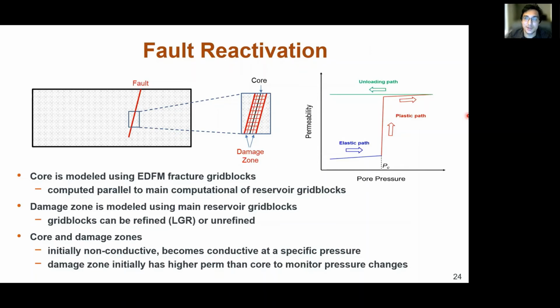Finally, we go for our next case where we use EDFM for fault reactivation. And the way we can do that is we use the EDFM tool to create some LGRs close to our faults. And then we use some geomechanics to calculate compaction tables to change the properties of the fault zone, both the damage zone and the core zone.